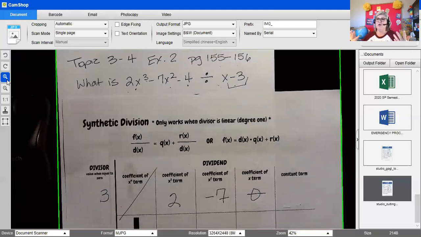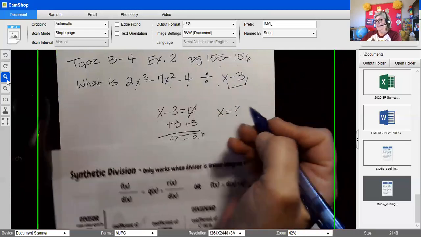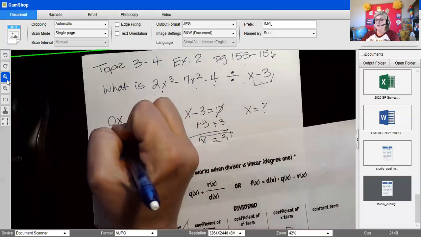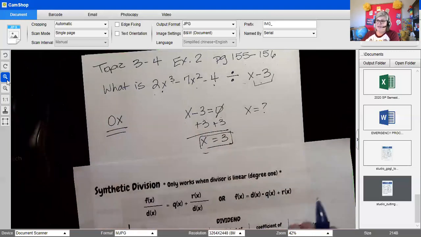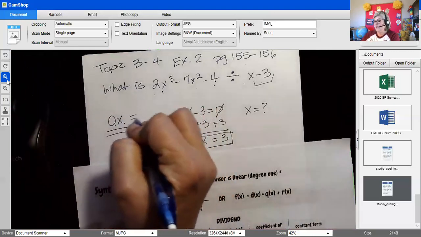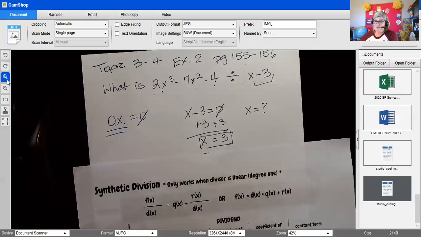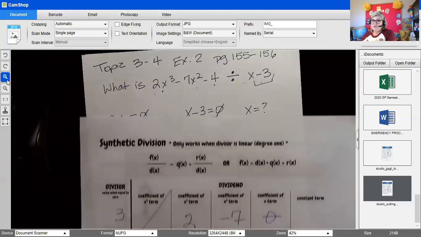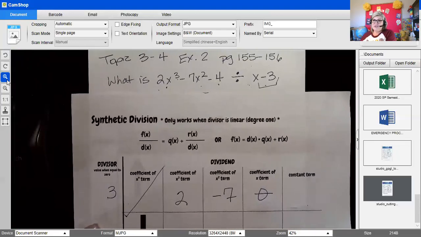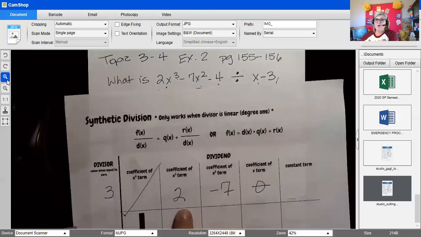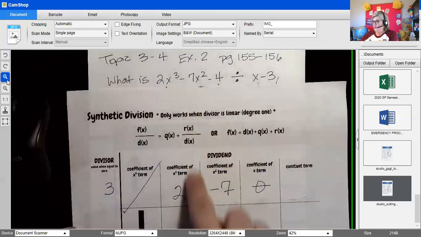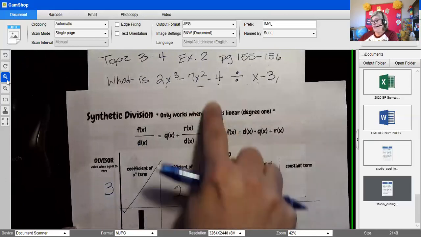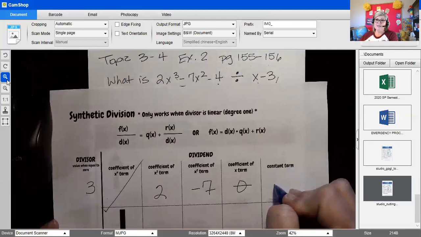Why would the coefficient be 0 when we don't have an x term? Because by entering that coefficient of 0, we're saying it's 0x, and 0 times anything is 0, so we have to use that 0 as a placeholder. So continuing on, we have our coefficient of our x cubed term, our coefficient of our x squared term, that -7 from the x squared. We have 0 for the x term, and now we need our constant term, which is -4.